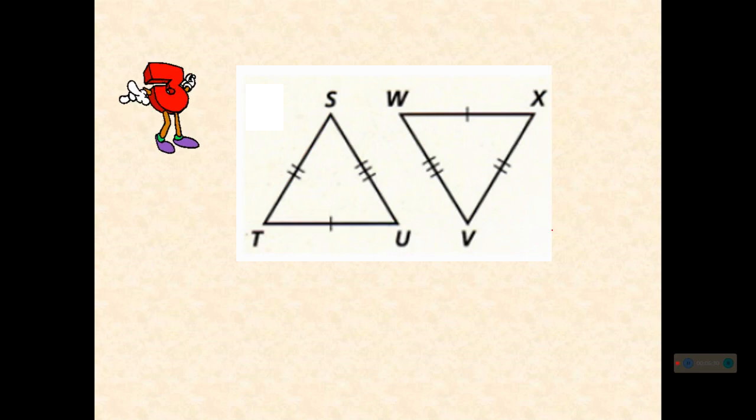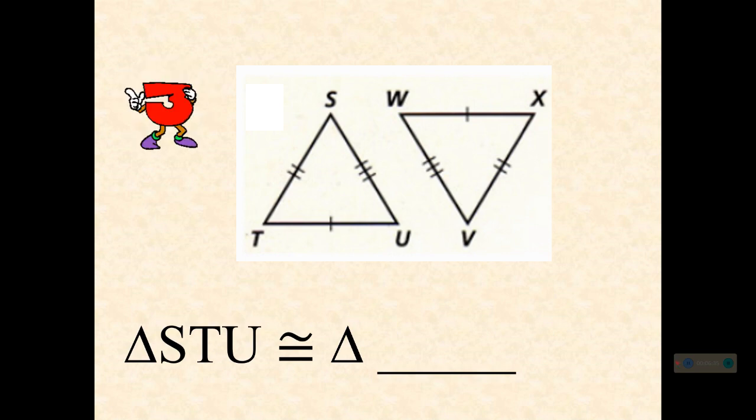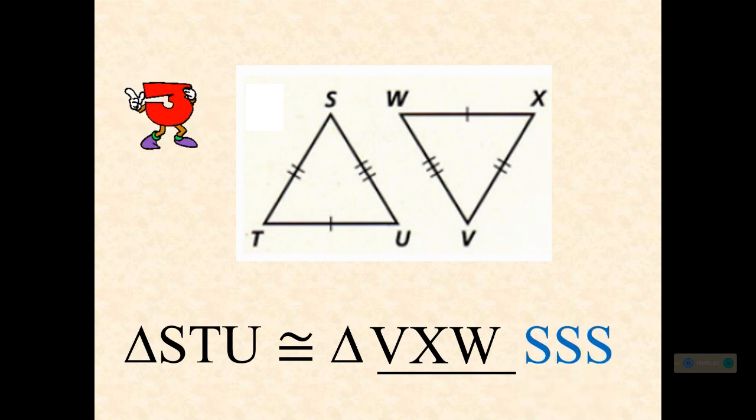Next, for number 3, let us have this figure. We have here triangle STU is congruent to what? That's correct, we have triangle VXW. By what congruence postulate? Obviously, that is SSS. We have side, side, side here, and side, side, side here.